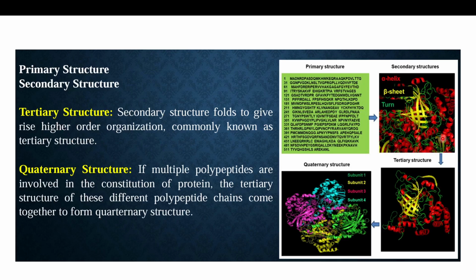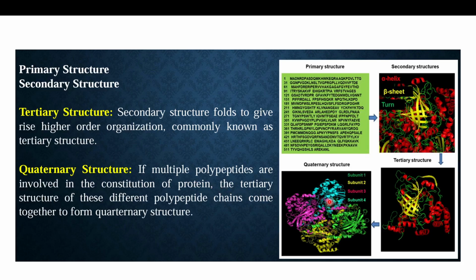Similarly, if we talk about the tertiary structure, these secondary ones, the beta strands and the helices, eventually fold among themselves to give rise to a tertiary structure, which is much more organized. Eventually, these ordered regions come together to give rise to a quaternary structure, which is multiple polypeptides constituting a protein, coming together to form this quaternary structure.